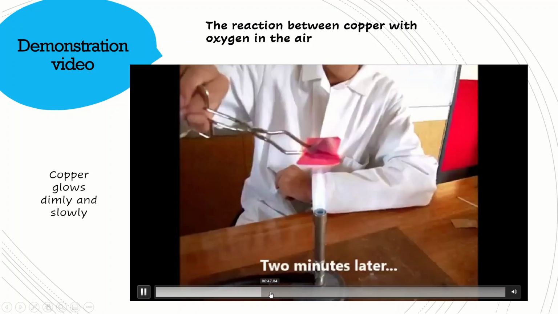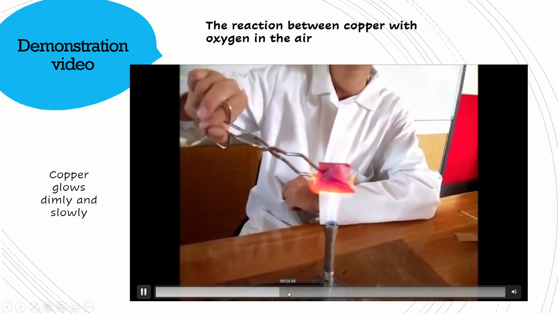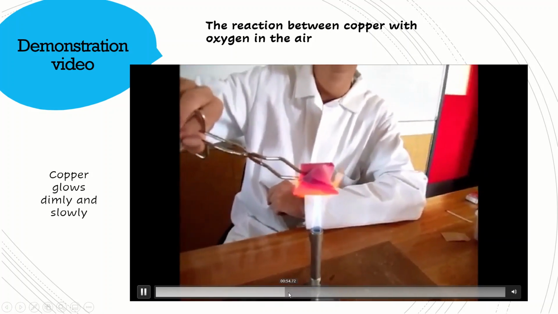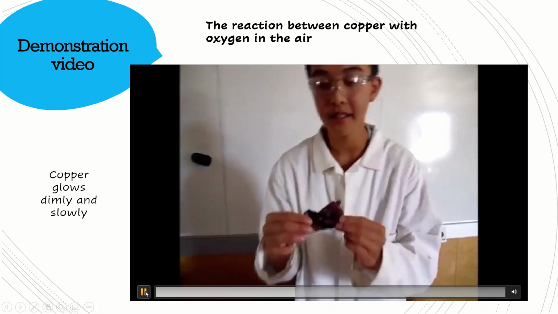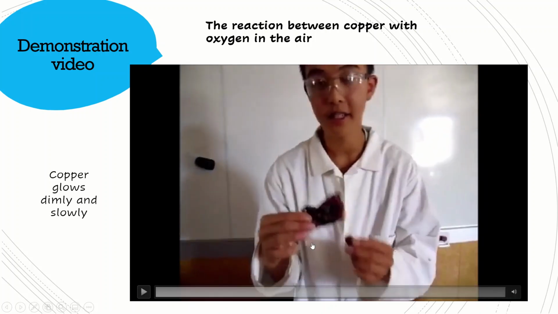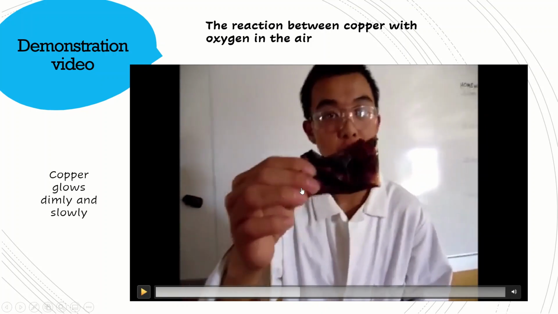Okay. So, tengok, masih lagi proses pembakaran tu berlaku. Okay. So, after 5 minutes of heating, the copper metal turns black. Okay, ini bermaksud copper oxide telah pun terhasil.